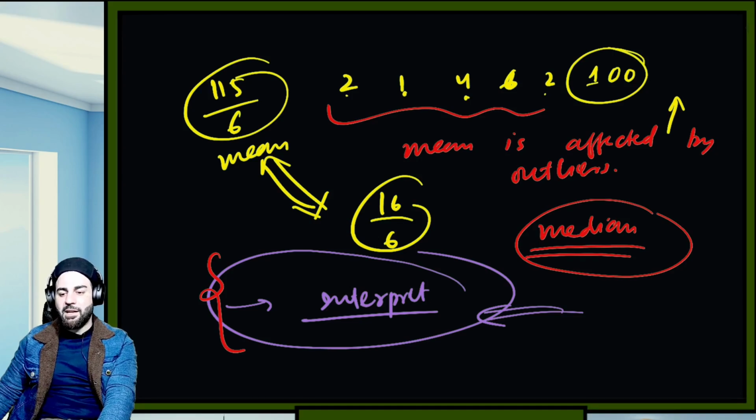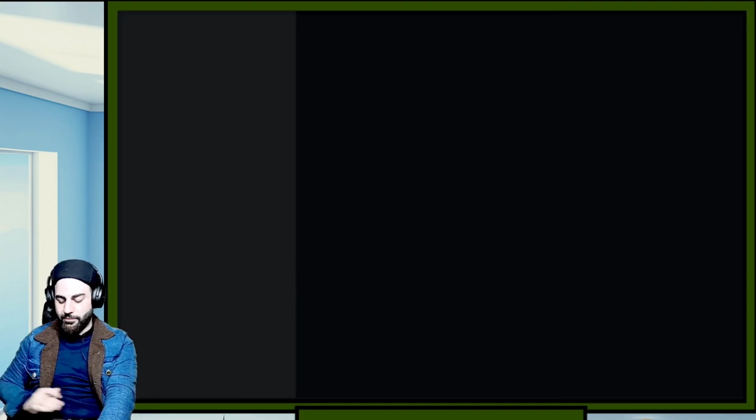Then comes our arbitrary imputation. Any questions on this mean, median, mode?